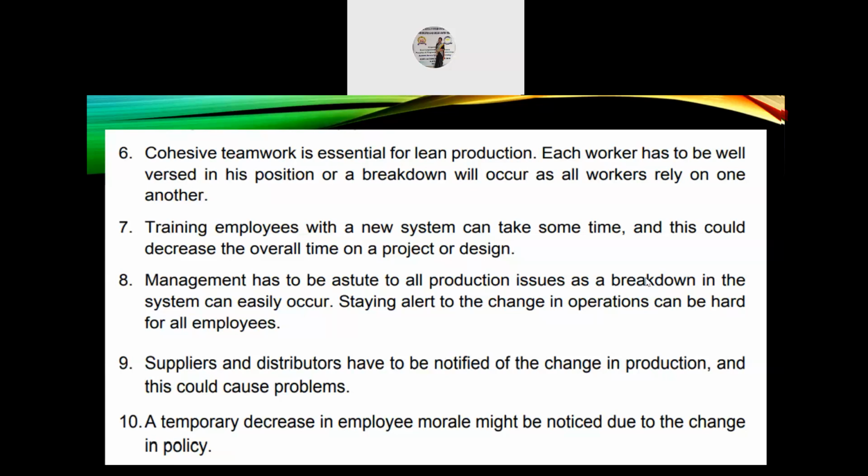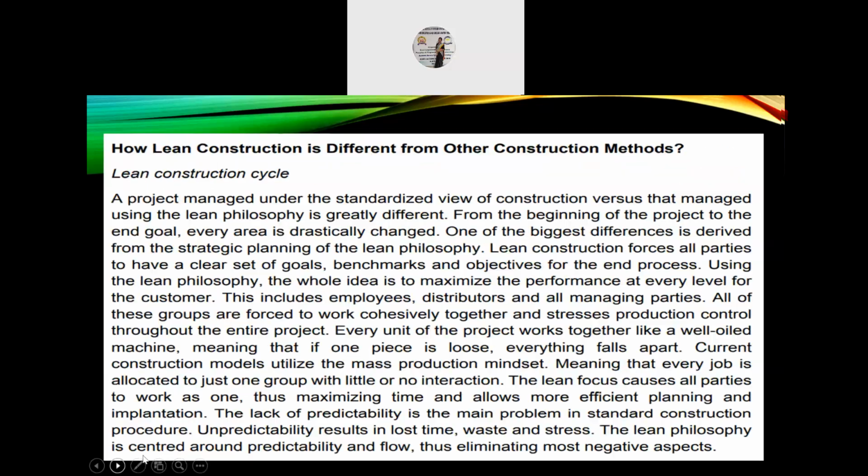Number eight, management has to be astute to all production issues as a breakdown in the system can easily occur. So staying alert to the change in operations can be hard for all the employees. Number nine, suppliers and distributors have to be notified of the change in production and this could cause problems. And last one, a temporary decrease in employee morale might be noticed due to the change in the policy.